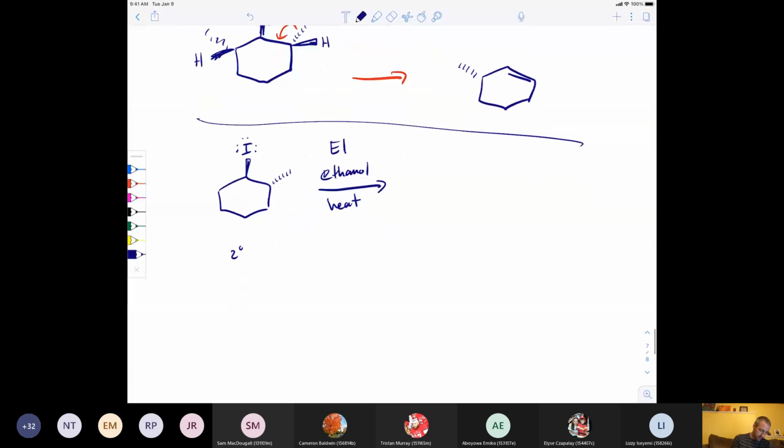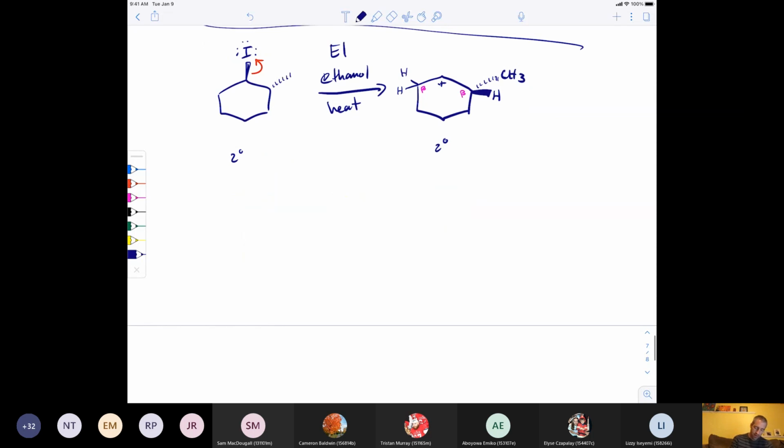First step of E1 with an alkyl halide: loss of the leaving group. Carbocation. Carbocation is secondary because the alkyl halide it was made from was secondary. Secondary carbocations are the ones we got to watch out for. So we have 2 beta carbons. And on the left-hand side, we have 2 hydrogens.